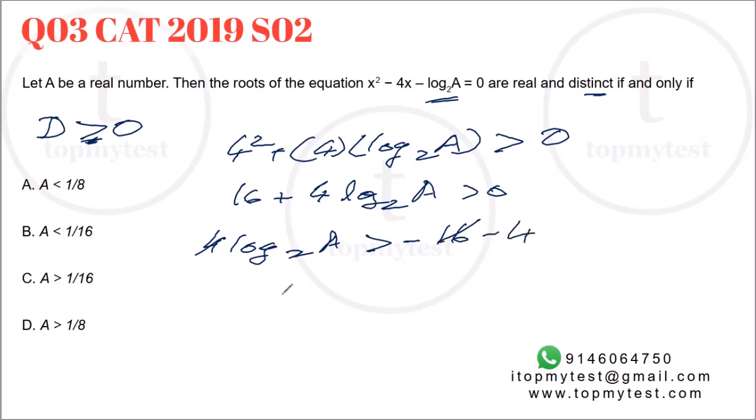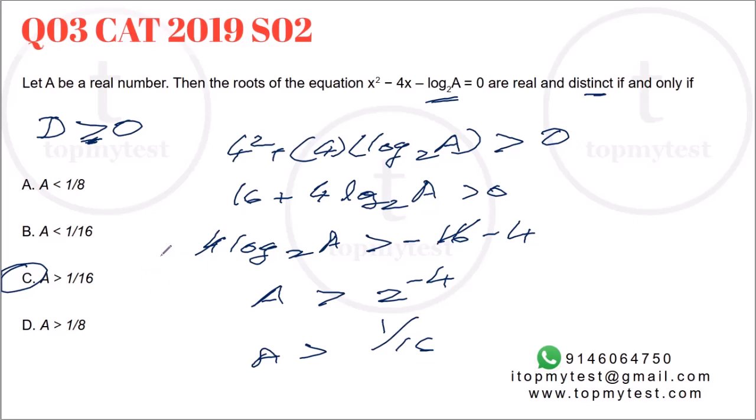Which means a should be greater than 2 to the power minus 4. 2 to the power minus 4 is 1 by 16. So a should be greater than 1 by 16. Option C will be our correct choice.